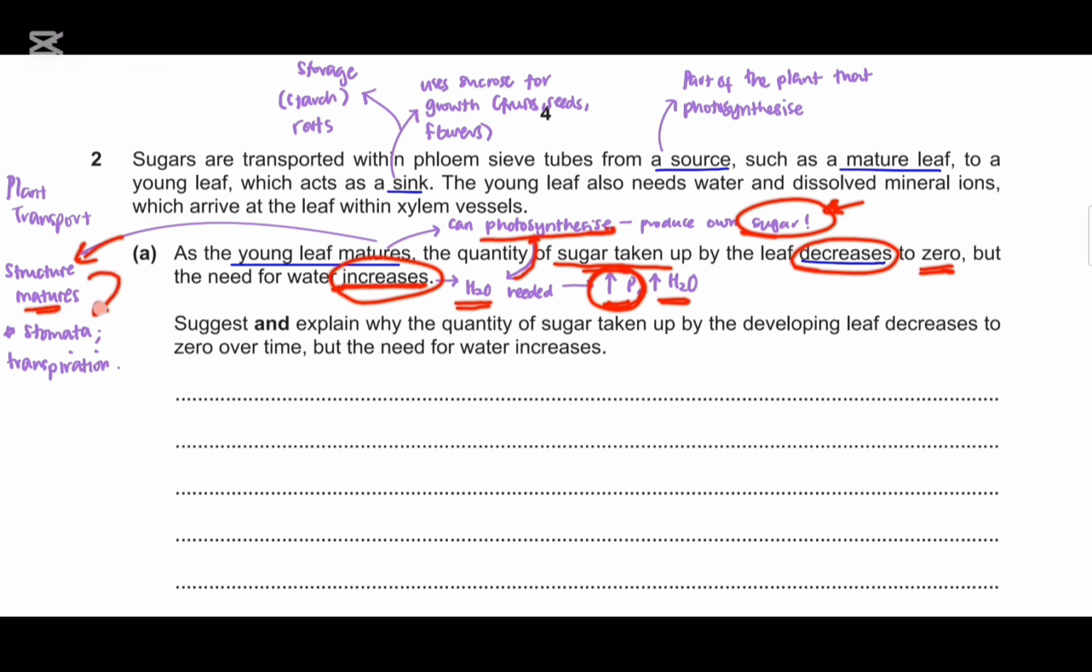Not only photosynthesis, the next point is that it has a more developed structure, so there are more stomata. If there are more stomata, there is more water diffusing out. Water vapor will diffuse out via transpiration through the stomata. So that's why, over time, the need for water also increases.